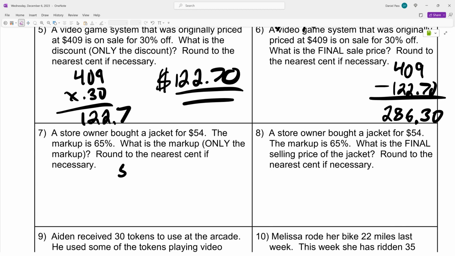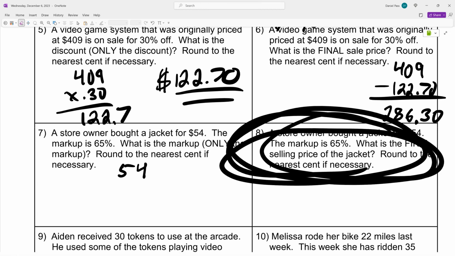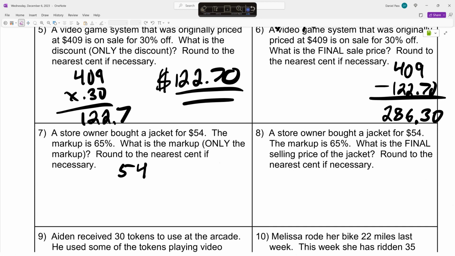So $54. Now we need to find the markup. Since it's asking for only the markup, we don't need to worry about adding or subtracting for this part. So $54 times 0.65. All right, and what do we get? We get 35.1, which is how many cents, everybody? Thank you.